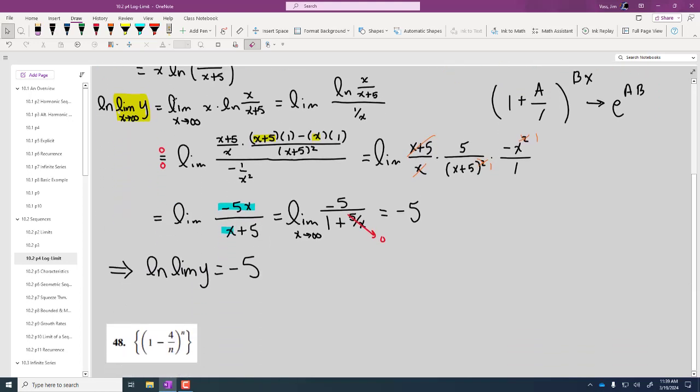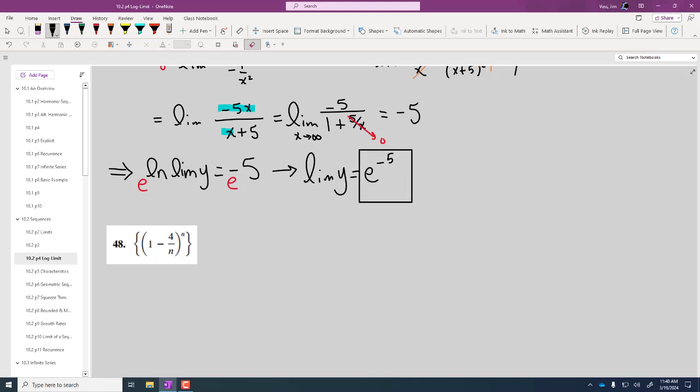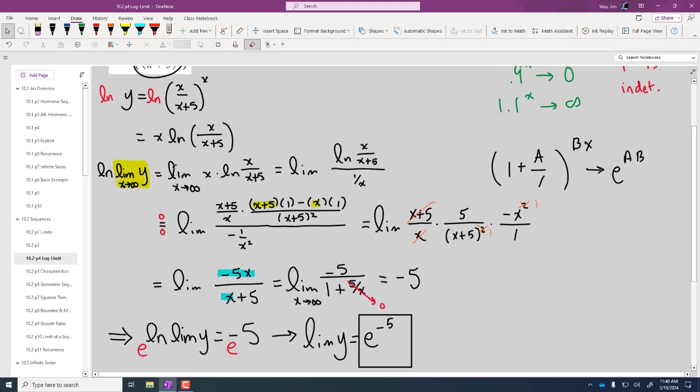So what do we do to both sides? Exponentiate. We exponentiate both sides. So we put in e as a base for both sides. That is going to lead us to limit of y equals e to the -5. So that is our limit, e to the -5.